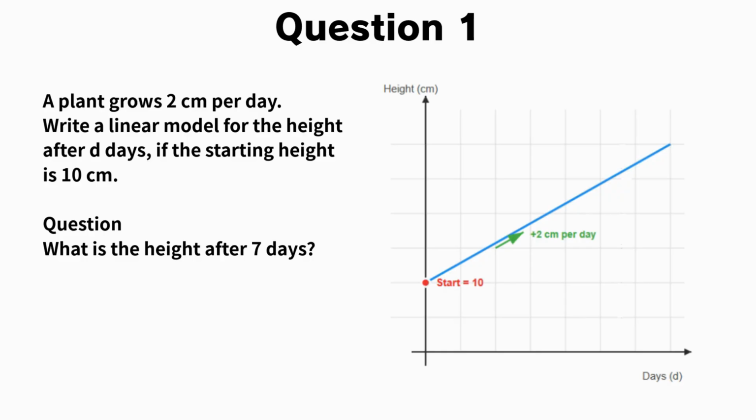Question 1. A plant grows 2 centimeters per day, starting at 10 centimeters. Write a linear model for the height after d days, then find the height after 7 days.